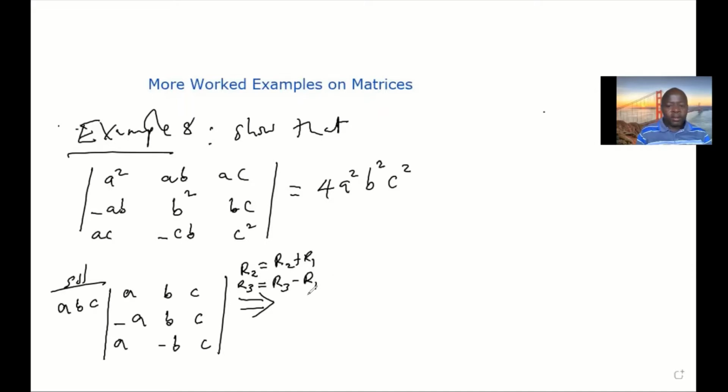So what do we get? We already have our constants outside. The first row remains where it is. Add it to row 2 and you have a 0 in this position, 2b here, and 2c here. Then subtract row 1 from row 3. This minus that gives me 0, this minus that gives minus 2b, and this minus that gives 0.